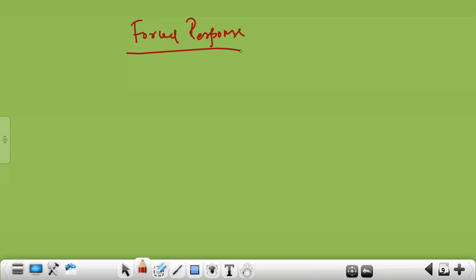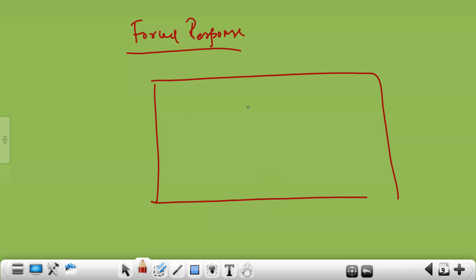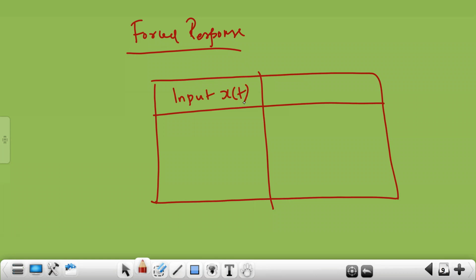Okay, so all of you take one table. This table you need to study to get the solution. Draw the table. In the first column, input x of t. In the second column, particular solution, that is yp of t. This is nothing but the output corresponding to a particular input. That is called a particular solution.